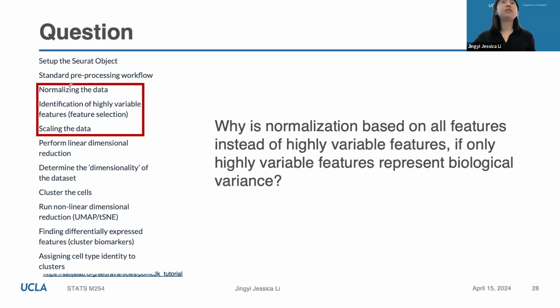Order of columns, you mean cells. Columns are cells. Rows are genes.